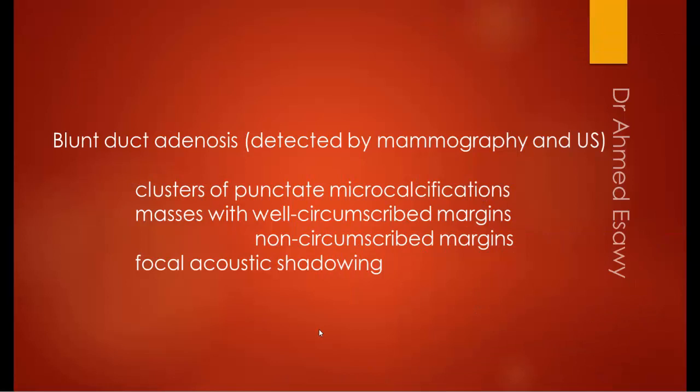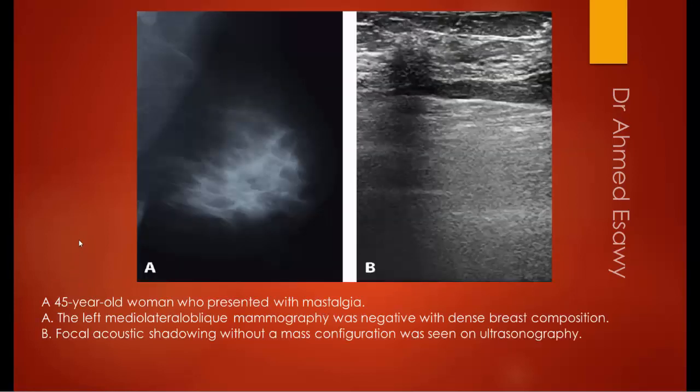Next type of fibroadenosis is blunt duct adenosis. Blunt duct adenosis is detected by mammography and ultrasound as clusters of punctate microcalcification, masses with well-circumscribed margins or non-circumscribed margins, and focal acoustic shadowing. This is a woman presenting with mastalgia. Mammography was negative with dense breast composition. Focal acoustic shadowing without mass seen in ultrasound. This is blunt duct adenosis, one type of fibroadenosis.